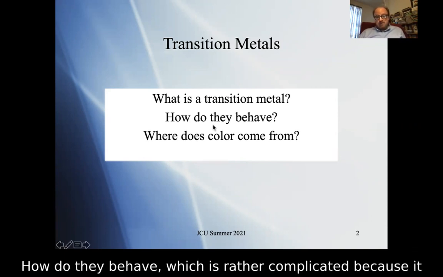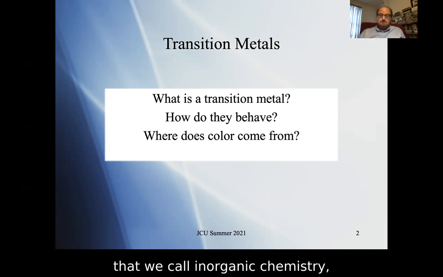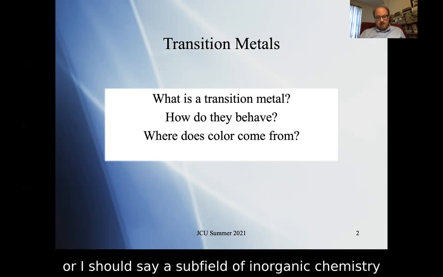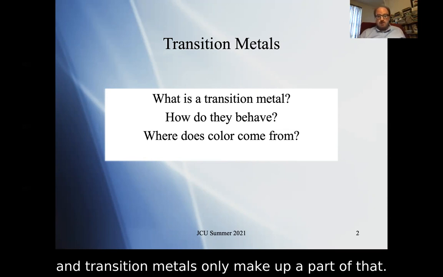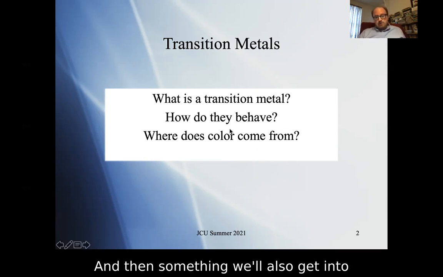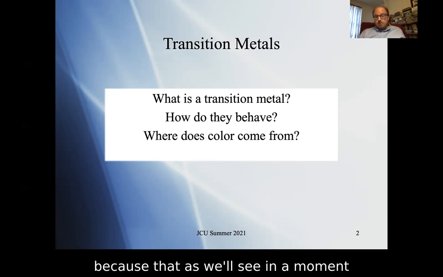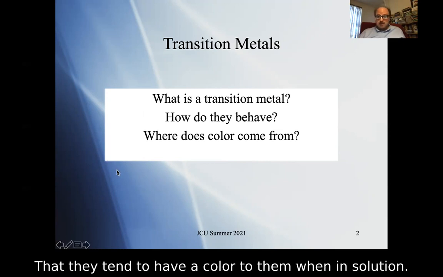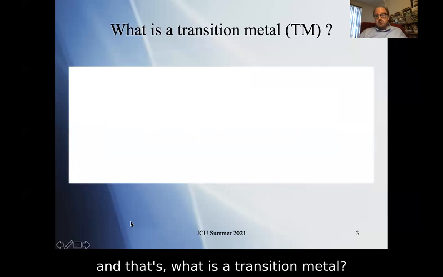How do they behave? Which is rather complicated because it actually is an entire field of chemistry that we call inorganic chemistry, or I should say a subfield of inorganic chemistry, since inorganic chemistry tends to look at metal chemistry, and transition metals only make up a part of that. And then something we'll also get into is where exactly the color comes from, because that, as we'll see in a moment, is one of the properties of transition metals, that they tend to have a color to them when in solution.